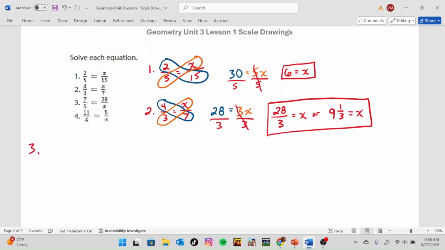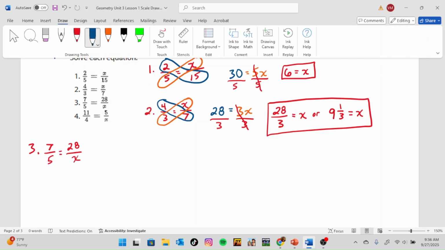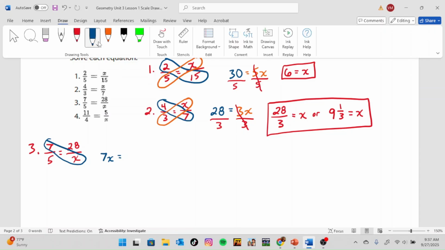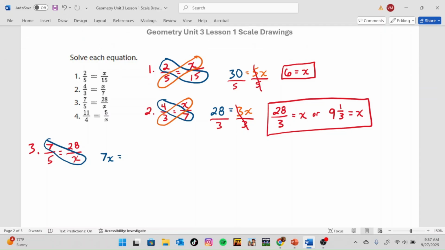Number 3. We have 7 over 5 equals 28 over x. I'm going to cross multiply top left times bottom right. 7 times x is 7x. Then I'm going to cross multiply top right times bottom left. 5 times 28 is 140.